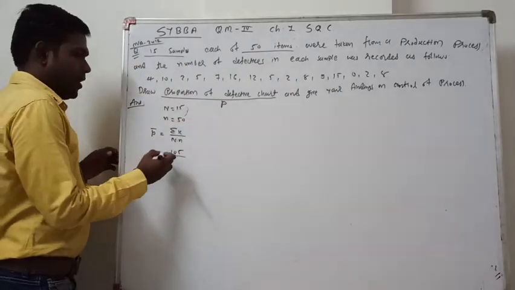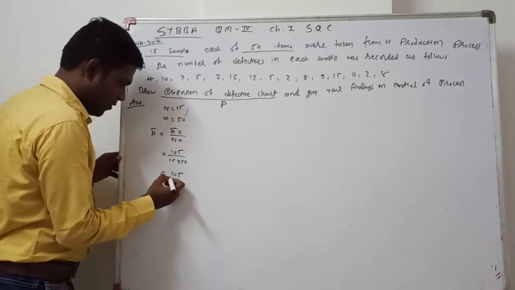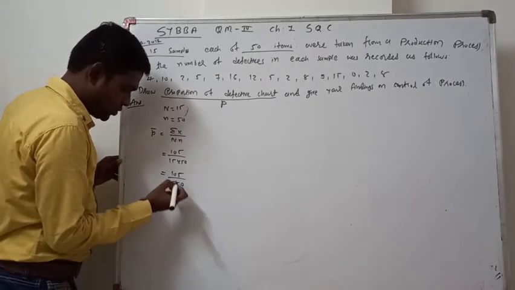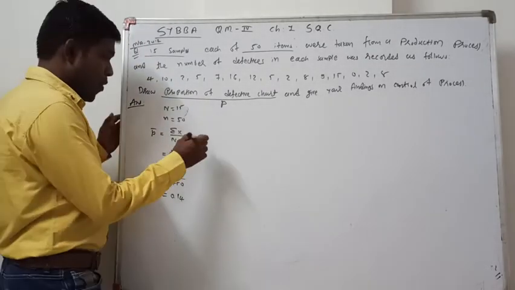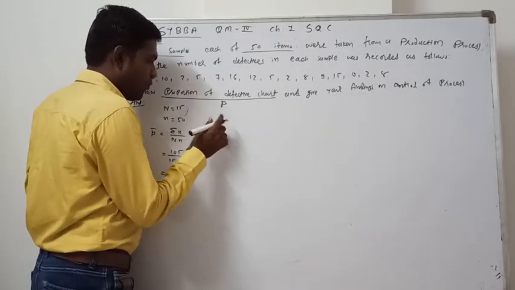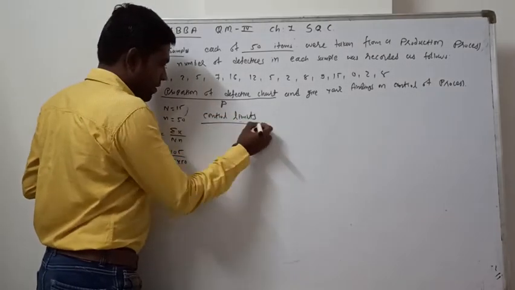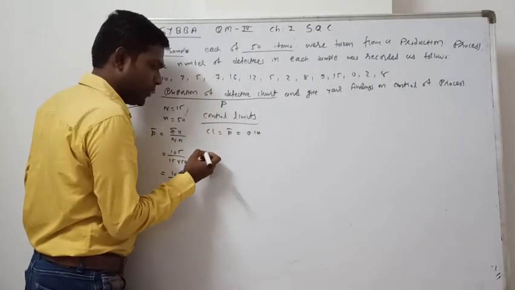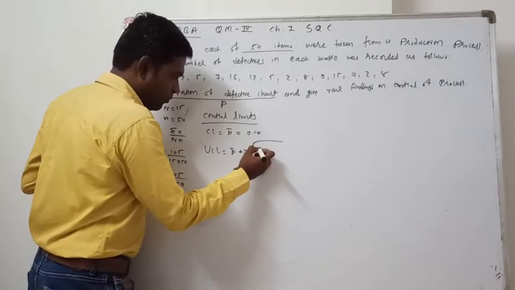Capital N is 15, small n is 50, so 105 divided by 750. The answer is 0.14. This is our P bar. Now we have to find control limits. In that, first we have to find the central line, that is the same as P bar, that is equal to 0.14.